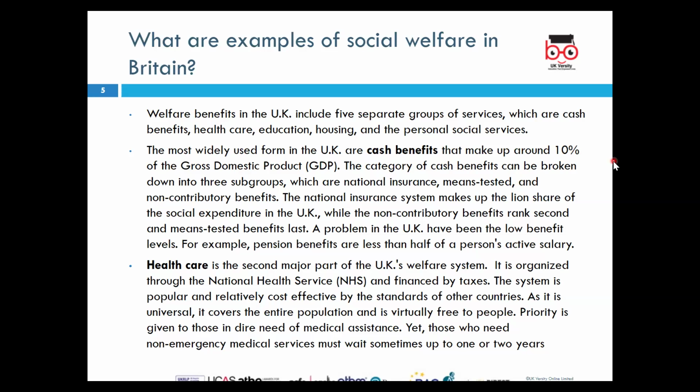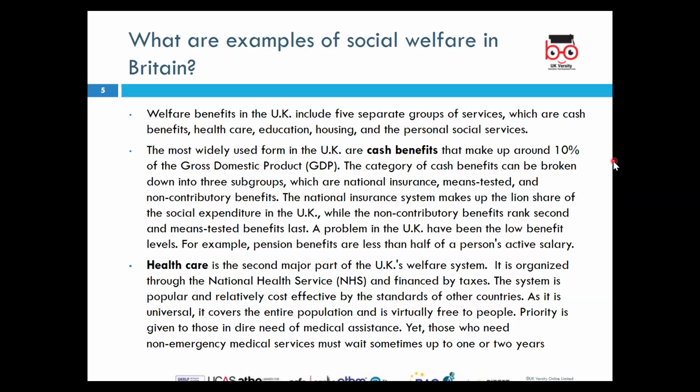The category of cash benefits can be broken down into 3 subcategories. You have cash benefits as the umbrella term, and within this, you have national insurance, means tested, and non-contributory benefits. The national insurance system makes up the lion's share of the social expenditure in the UK, while the non-contributory benefits rank second and means tested benefits last.